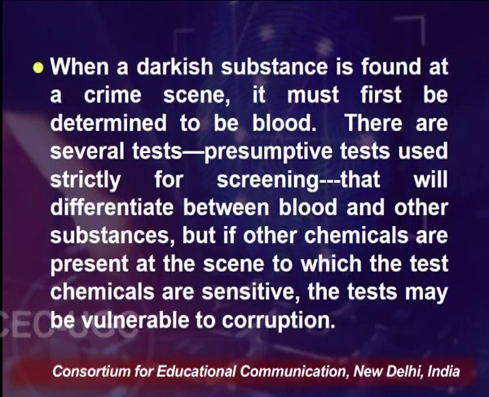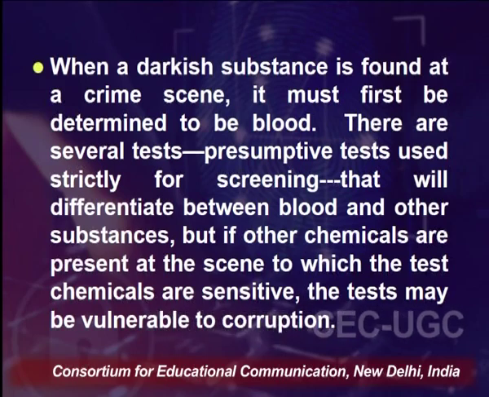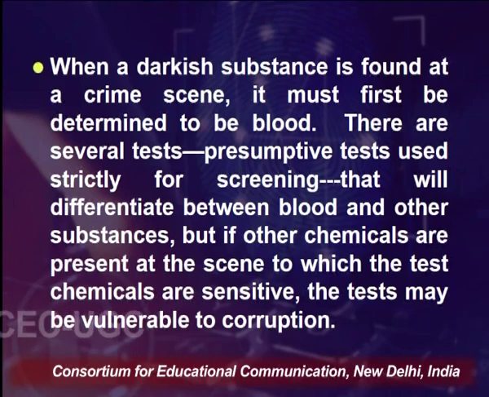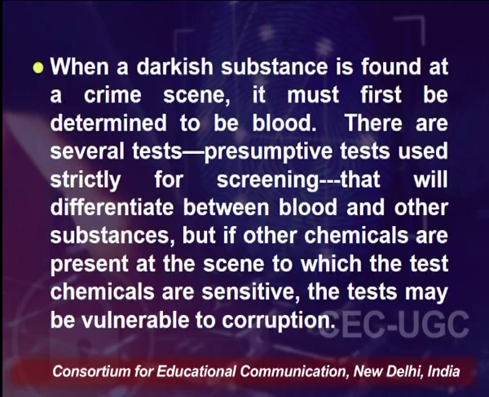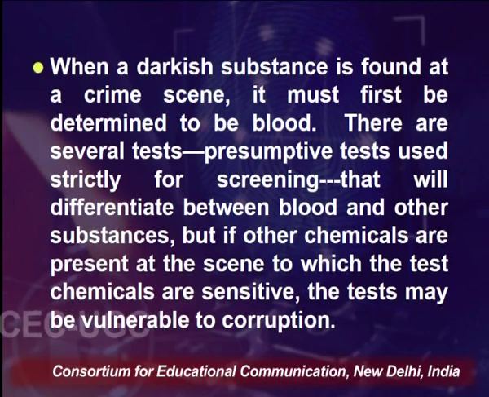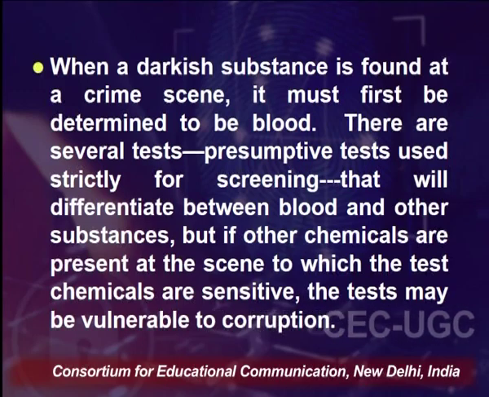So, when a darkish substance is found at a crime scene, it must first be determined to be blood using various presumptive tests, which are strictly for screening, and that will differentiate between blood and any other colored substances or any food substances which might be there. But if other chemicals are present at the scene to which the test chemicals are sensitive, the test may be vulnerable to corruption. So, for that reason, these tests are done with great care.